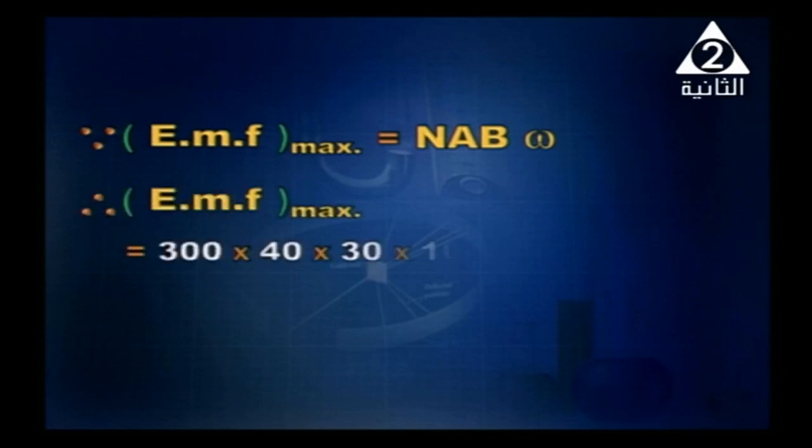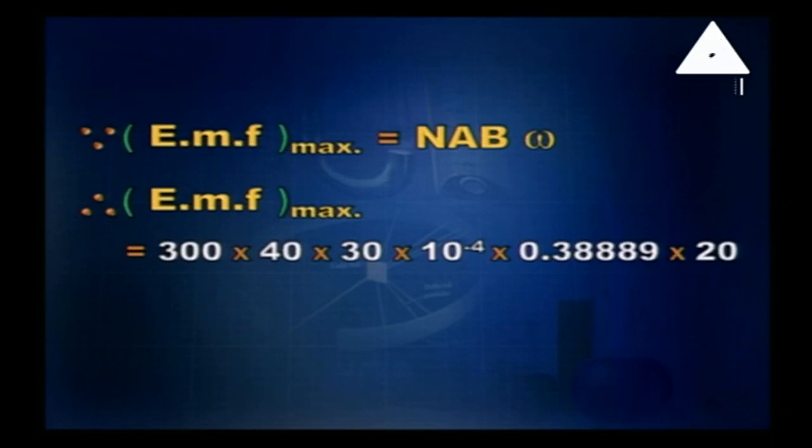In this way, we can calculate the new maximum EMF. It is NAB omega. Number of turns 300, area of coil 40 times 30 times 10 to the power of negative 4, magnetic flux density we managed to obtain, 0.38, times omega, which is 20. In this way, maximum EMF is equal to 280 volt.